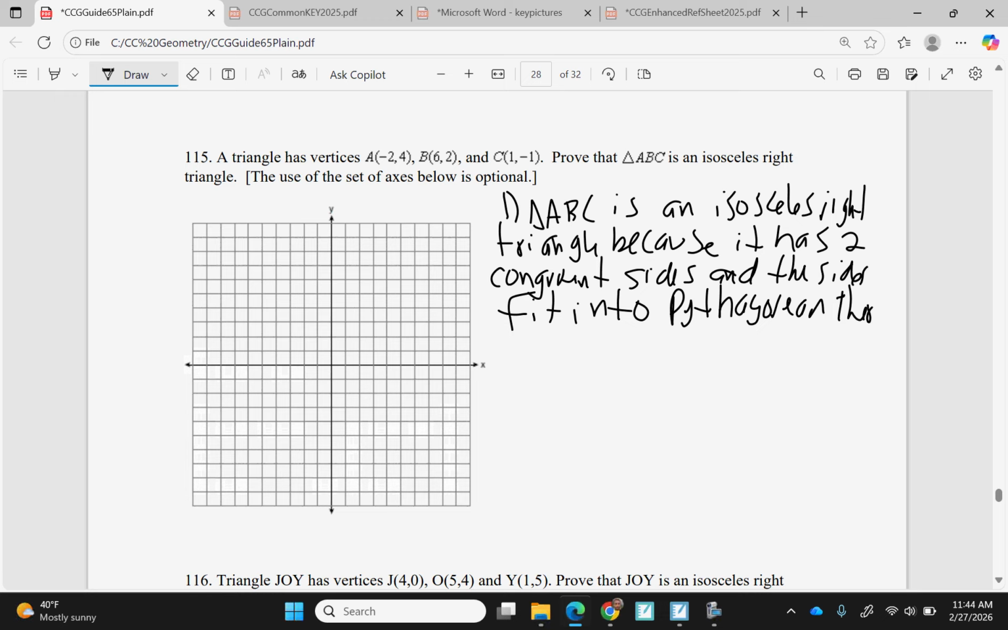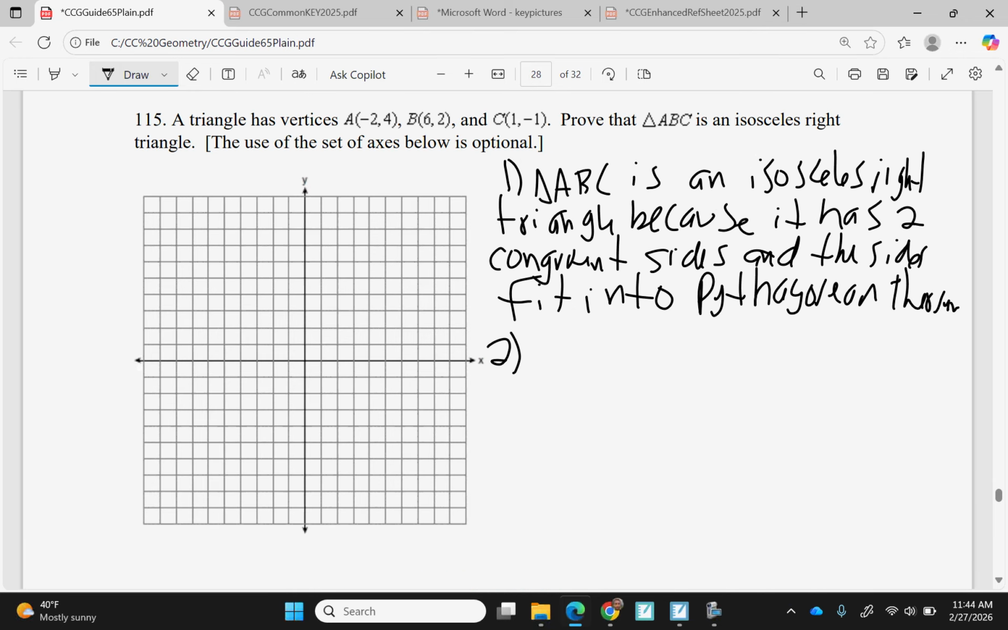So now I'm going to find all the distances. So let's get this onto the grid at this point. A is -2, 4. B is 6, 2. C is 1, -1. I don't have to draw the lines and connect them. It doesn't really matter. So I'm going to find the distance of AB. I'm going to find the distance of BC. And I'm going to find the distance of CA.